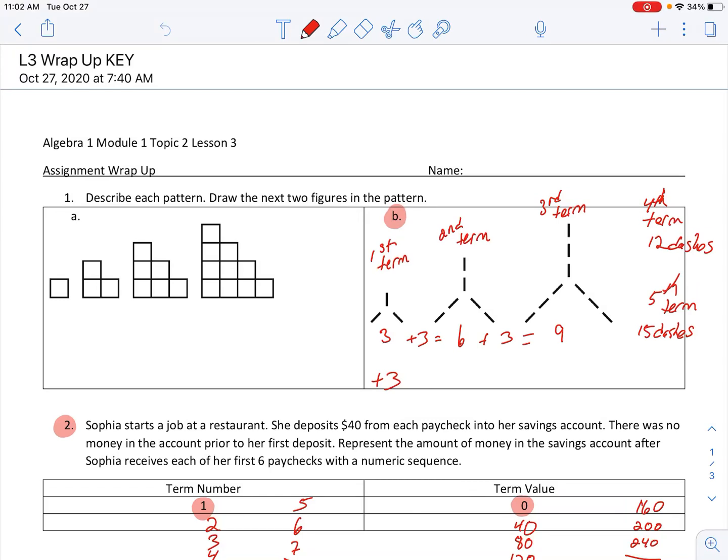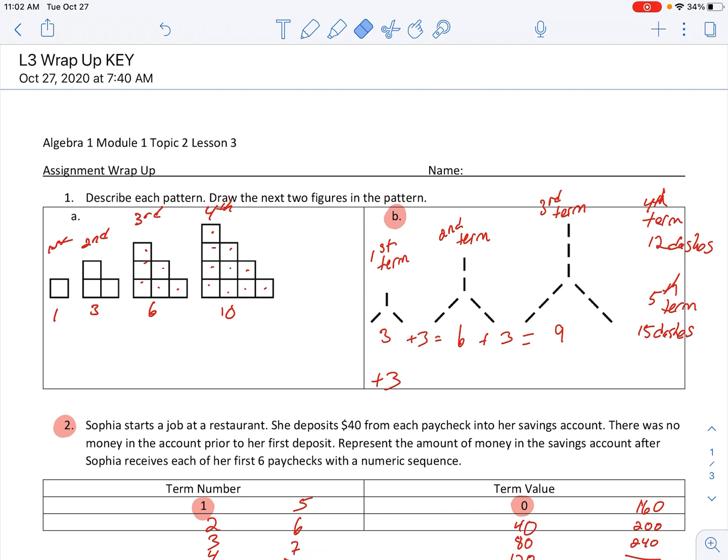Okay, 1A, let's take a look at that. My first term has 1 box. My second term has 3. My third term, let's count them up: 1, 2, 3, 4, 5, 6. My fourth term has 1, 2, 3, 4, 5, 6, 7, 8, 9, 10.